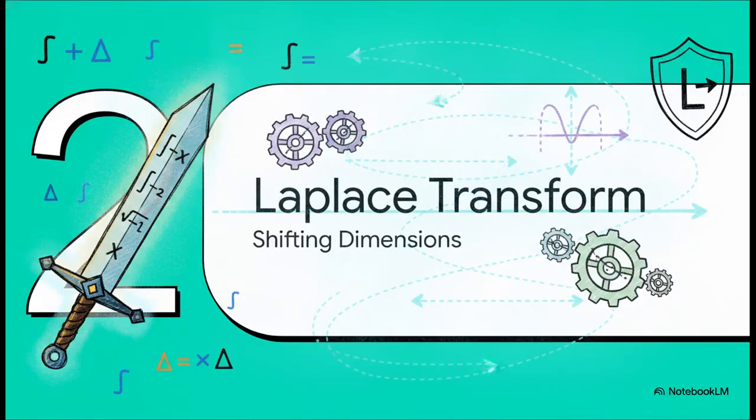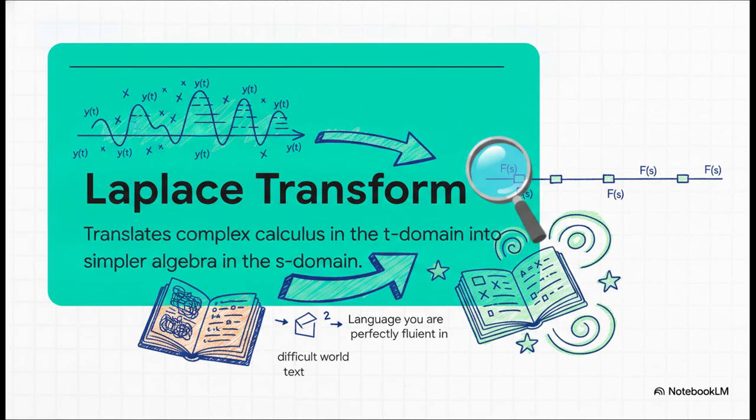Which brings us to section 2, the Laplace transform magic. Now, this isn't just a standard mathematical operation. It literally changes our functions from y of t in the real world to F of s in, well, an alternate dimension. Think of it like taking a really difficult, dense text and translating it into a language you are perfectly fluent in. By applying this operator to our equation, we are fundamentally changing the rules of engagement.